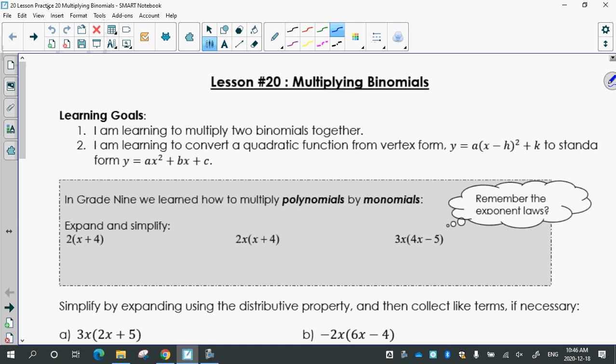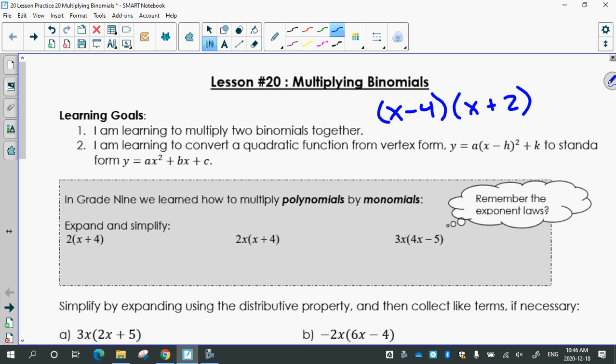All right, so lesson number 20 is multiplying binomials. So we're learning how to multiply two binomials together. And Patrick's question was, what is a binomial? So an example of a binomial would be like x minus 4, because it's got two terms. And we're going to learn how to multiply two of them together. Okay? That's what we're going to learn how to do. We're learning to convert a quadratic function from vertex form into standard form. Okay?